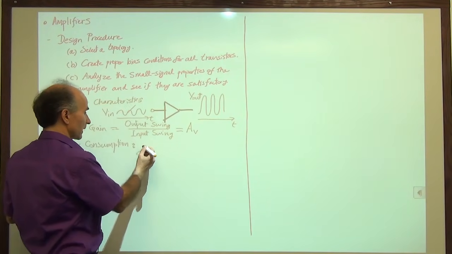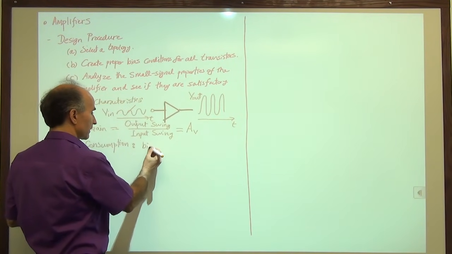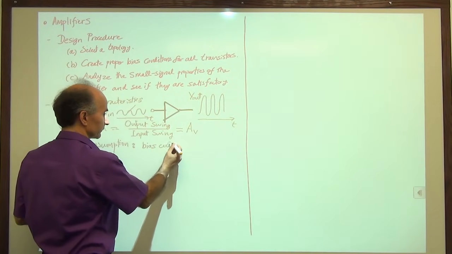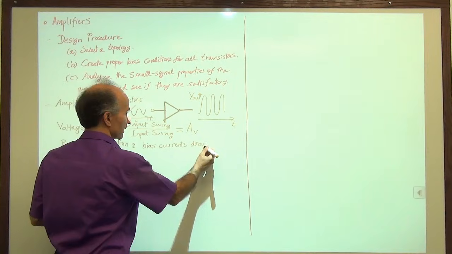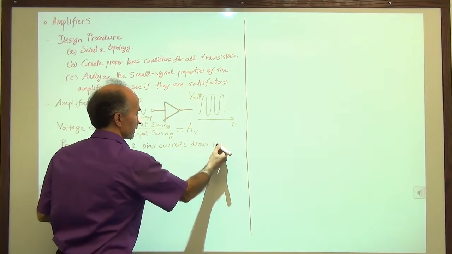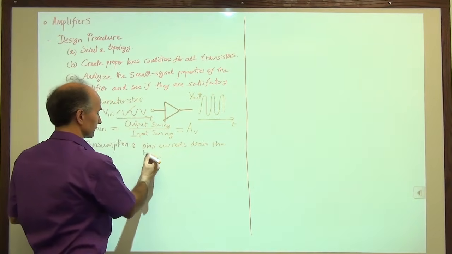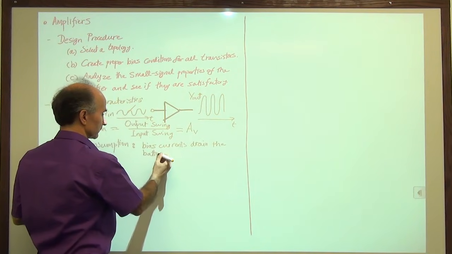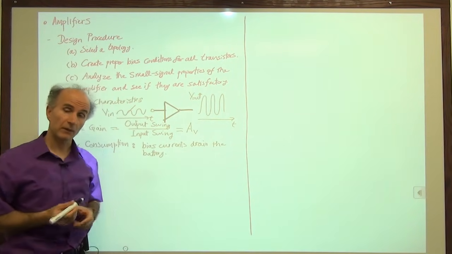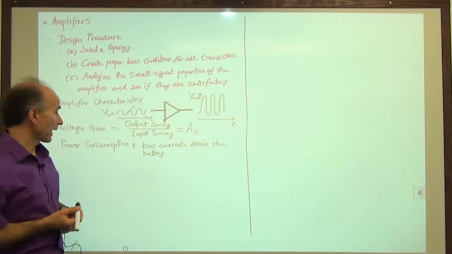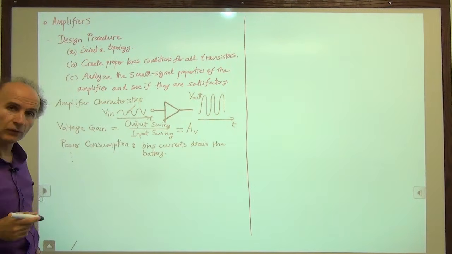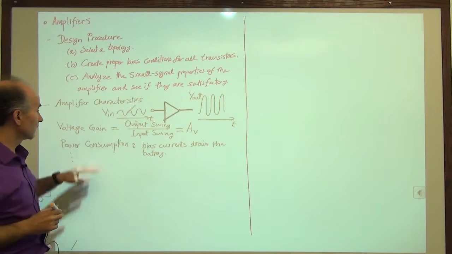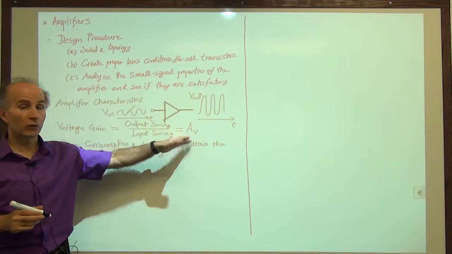So you say bias currents drain the battery. So that's also an issue. And there are many other parameters. I will just put some dots here that we'll come back to later. But for now, this is one thing that we do need to worry about.